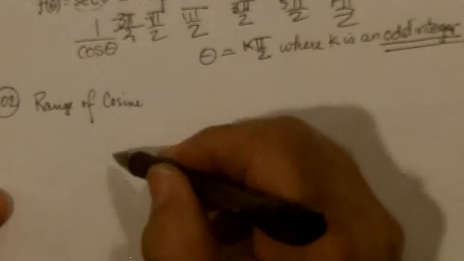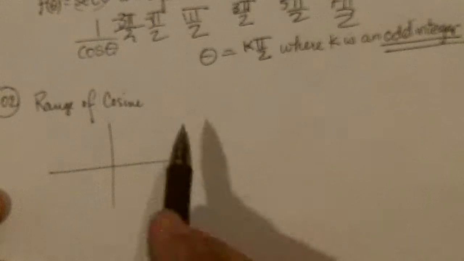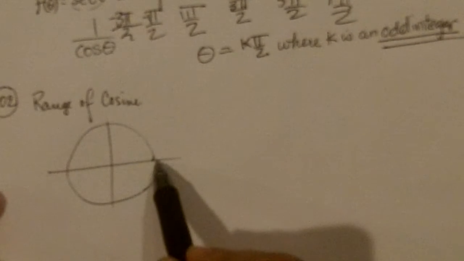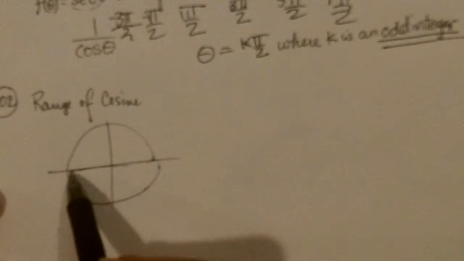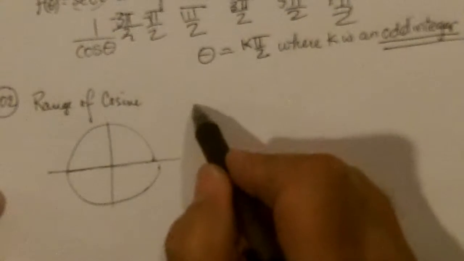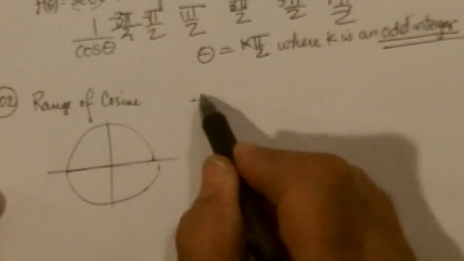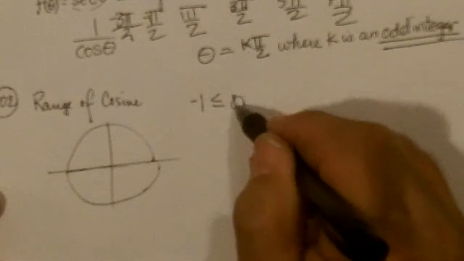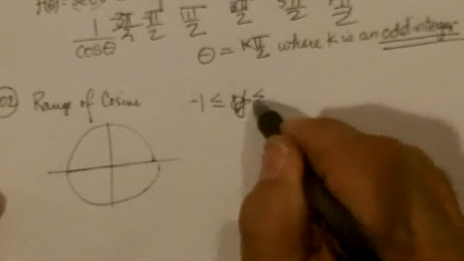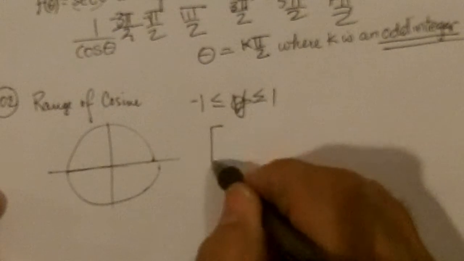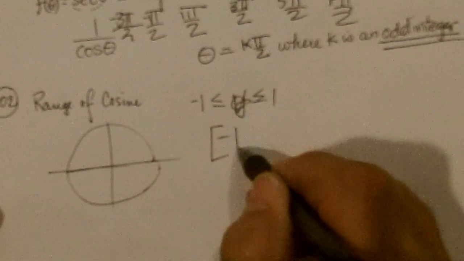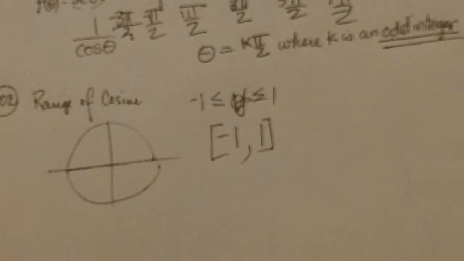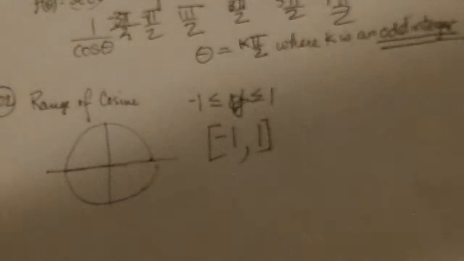And what's the range of the cosine? Well, the cosine is the x-coordinate on the unit circle. The biggest it ever gets is 1. The smallest it ever gets is -1. So the range is from -1 to 1. In interval notation, we don't have to worry about the variable, from -1 to 1. And that's it.